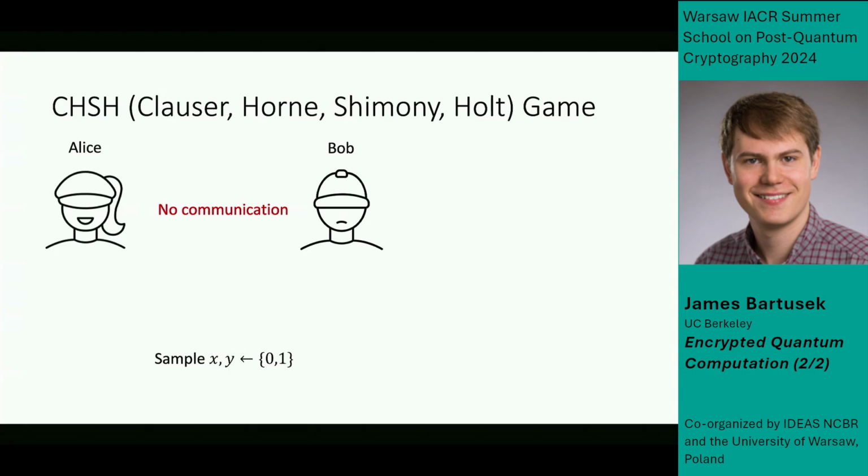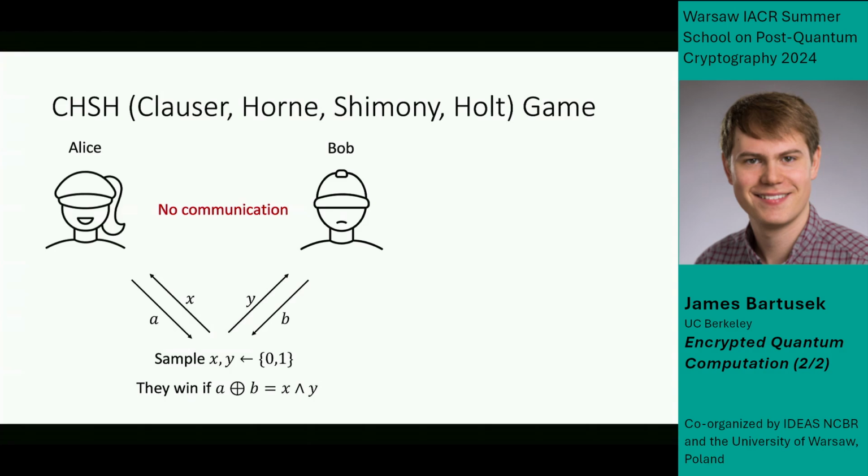There's also a referee, which is not pictured. The referee samples two random bits, X and Y. It sends X to Alice and Y to Bob. Then each of Alice and Bob responds with a single bit. The referee determines that Alice and Bob have won this game if the XOR of their answers equals the AND of X and Y.